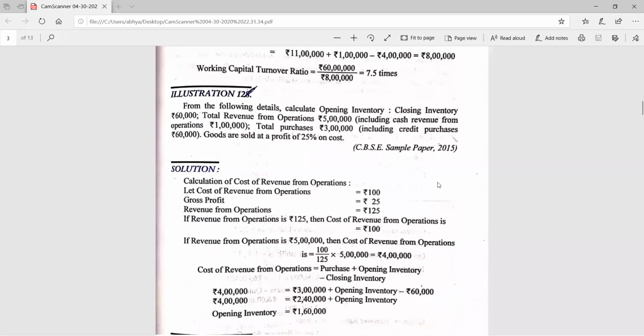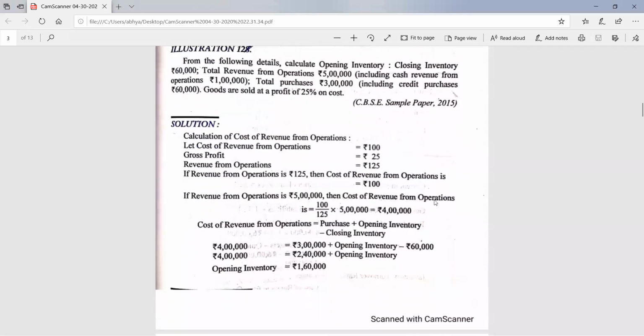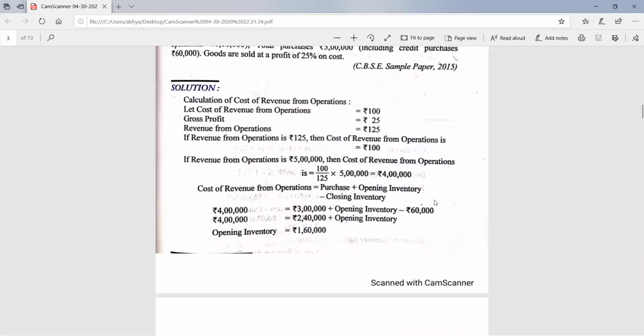So by using the formula, which we have done many times, which is RFO into 100 upon 100 plus GP. This I told you earlier. So the RFO will be 4 lakh. Cost of RFO will be 4 lakh. Many times we have used this formula. Cost of RFO is 4 lakh.